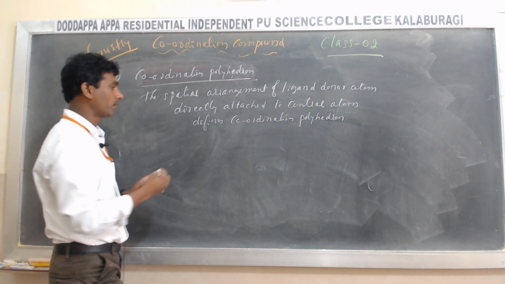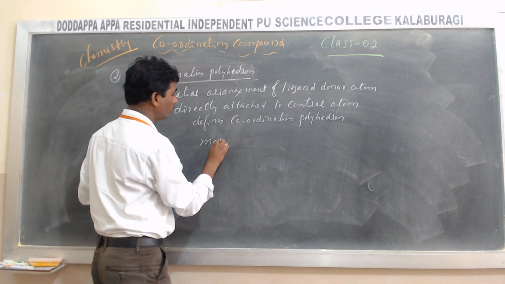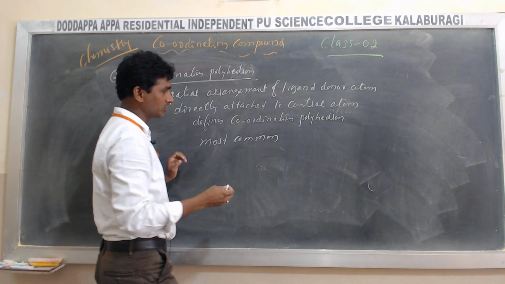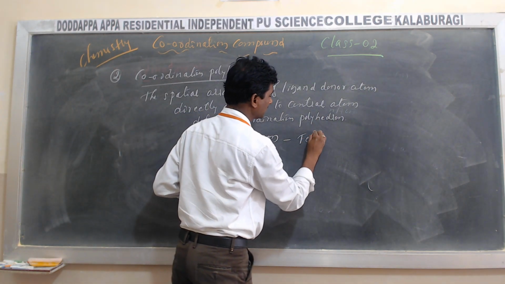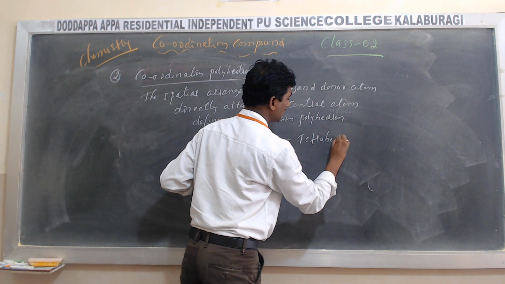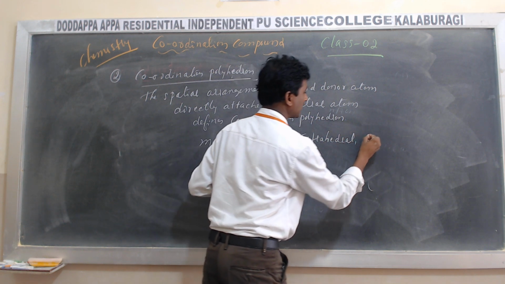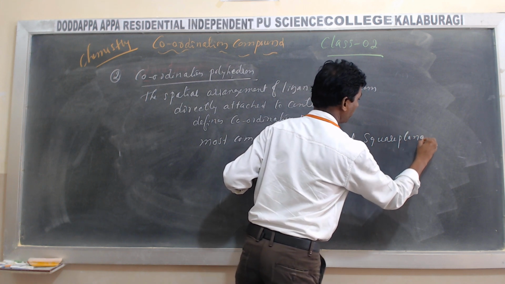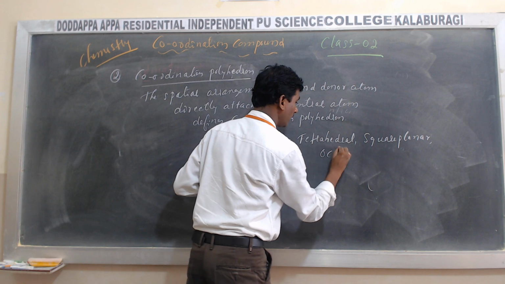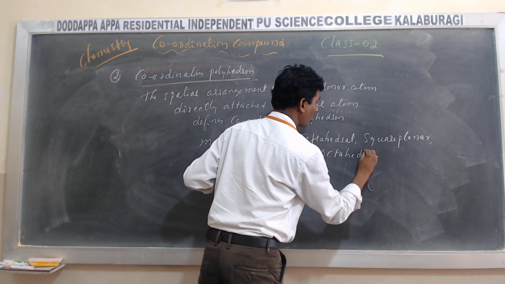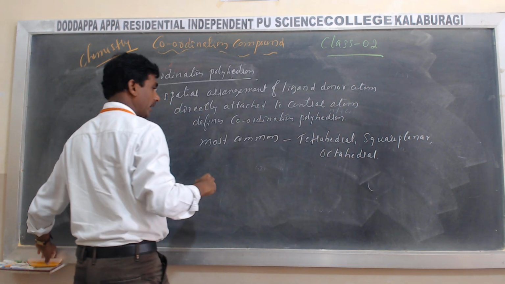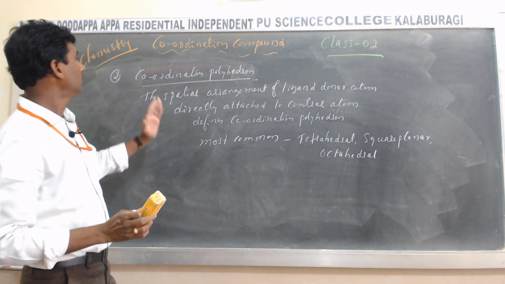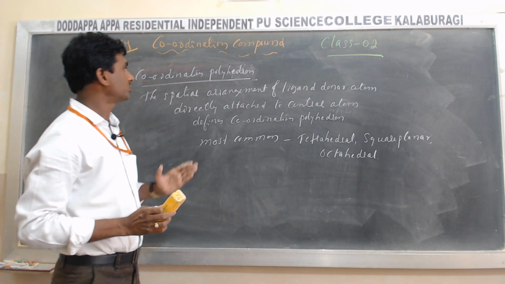So the most common coordination polyhedrons are: one is tetrahedral, the second one is square planar, and the third one is octahedral. So these are the three most commonly used coordination polyhedra.